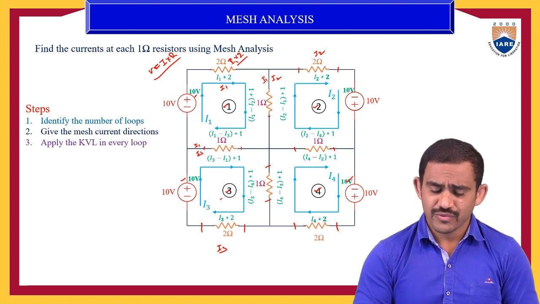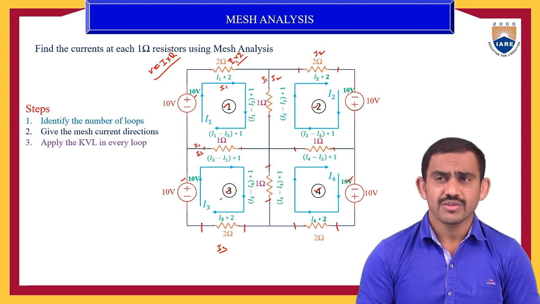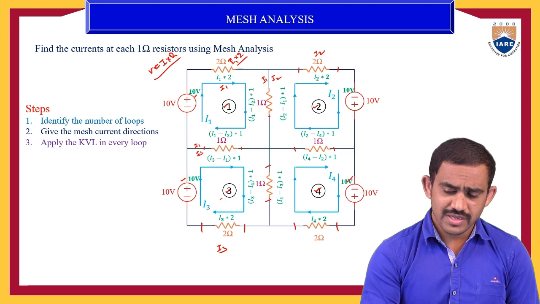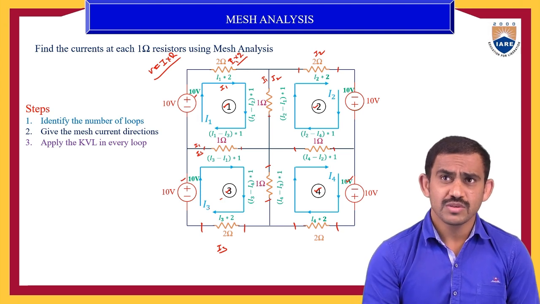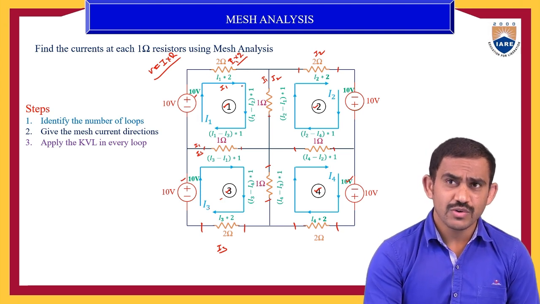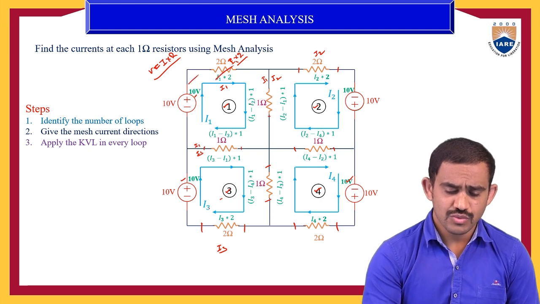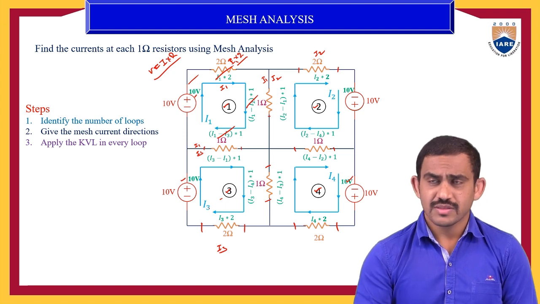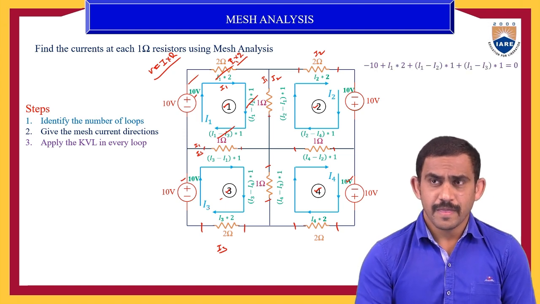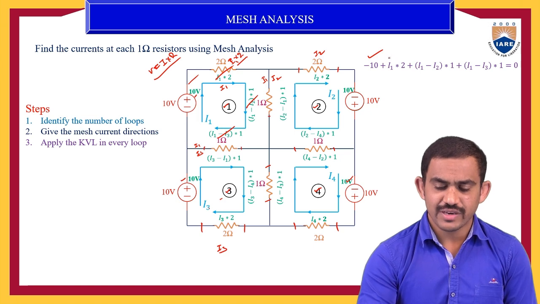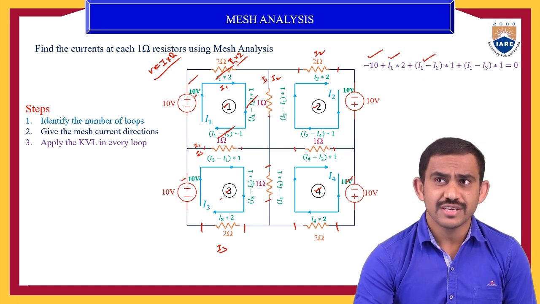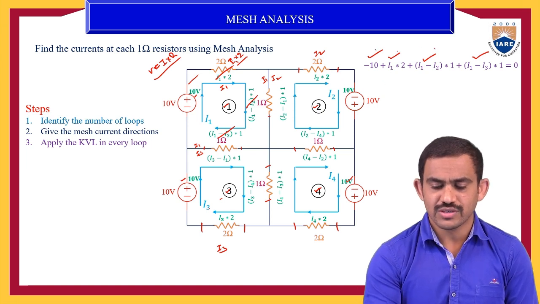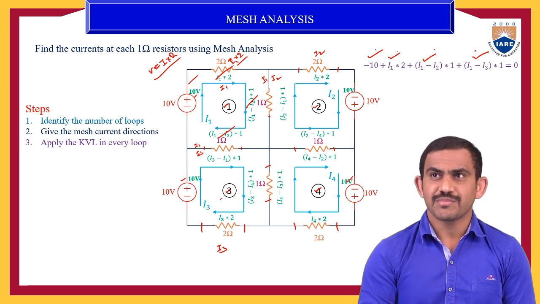Now write the equation for each loop. So using the KVL rule, I need to write the equation. Then first loop, the sum of voltages is equal to 0. So for the first loop equation, how many voltages do we have? 1, 2, 3, 4. 4 voltages we have. The sum of those voltages is equal to 0. That is minus 10, and I1 into 2, and I1 minus I2 into 1, and I1 minus I3 into 1. So 4 voltage drops, sum of voltages equal to 0.